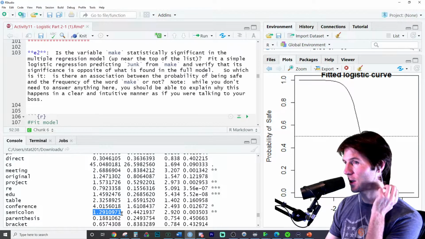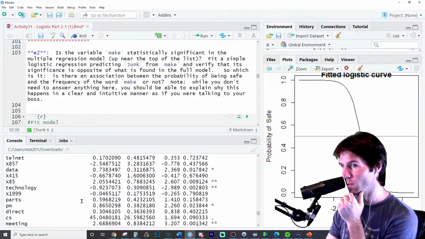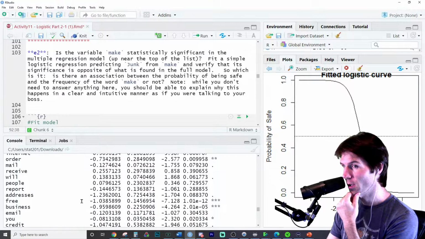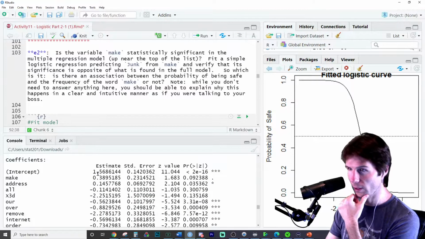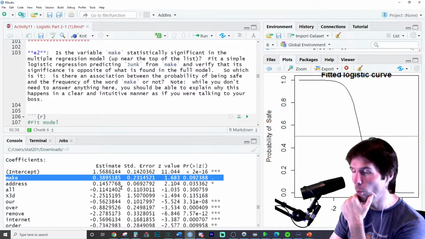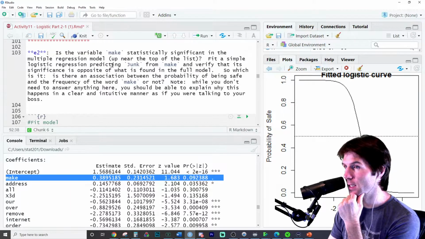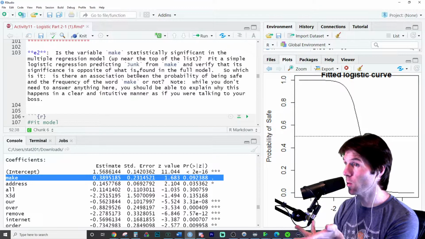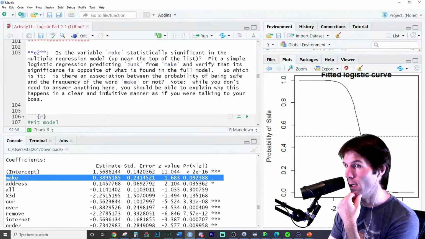Is the variable make statistically significant? Where's make on this output? Oh my gosh. Make is all the way right here. Nope. It is not statistically significant. Fit a simple regression model using junk from make and verify its significance is the opposite of what you found in the full model. And is there an association between the probability of being safe and the frequency of the word make or not? Well, you don't need to answer anything here. You should be able to explain why this happens.